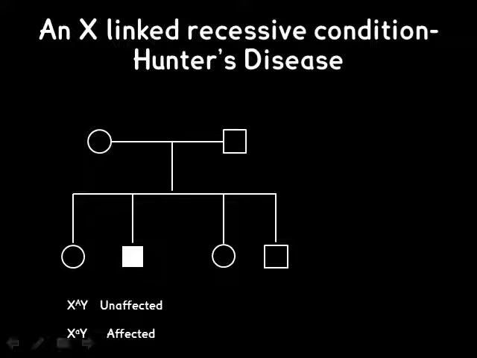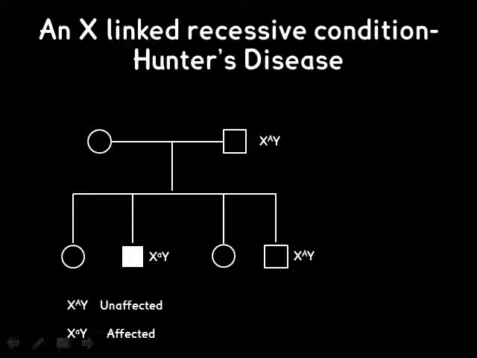So let's look at the two boys in the second generation of this family. We can see that we've got second from the left an affected son, and on the right hand side an unaffected son. So in other words, X small a Y second from the left, X big A Y on the right hand side. We know that the father is unaffected, therefore he must be X big A Y.